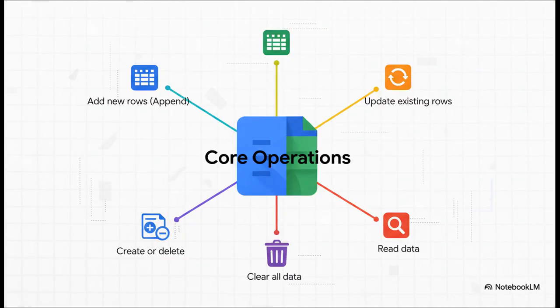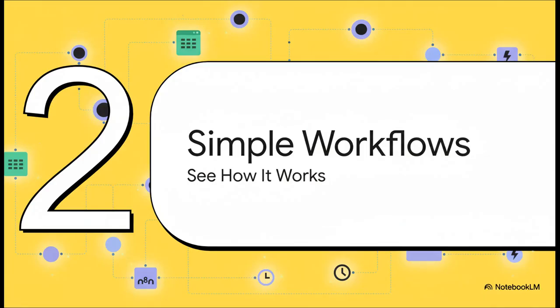And this is where you get some real control. You can do all the key things you'd normally do by hand. Appending new rows is probably the most common, but you can also update existing info, read data to use somewhere else in your workflow, or even manage the sheets themselves, like creating or deleting them. It gives you the power to automate pretty much anything you can think of. Okay, theory is great, but seeing it in action, that's way better. So let's check out how this actually works with a couple of simple, everyday examples you could seriously set up in just a few minutes.